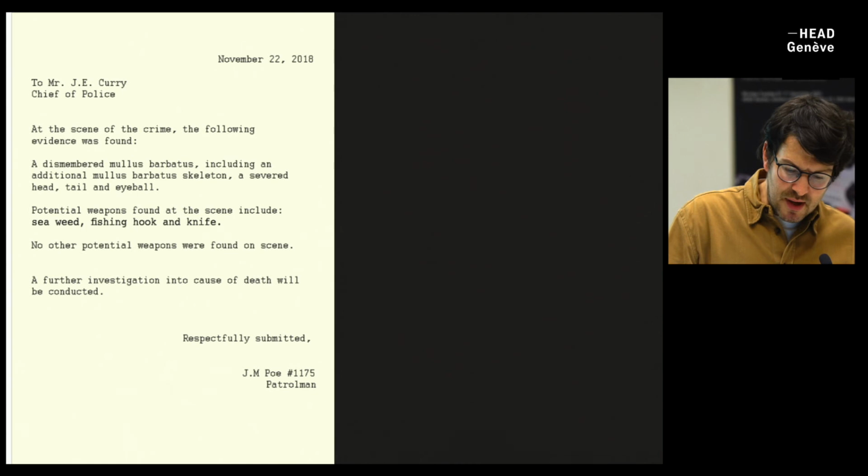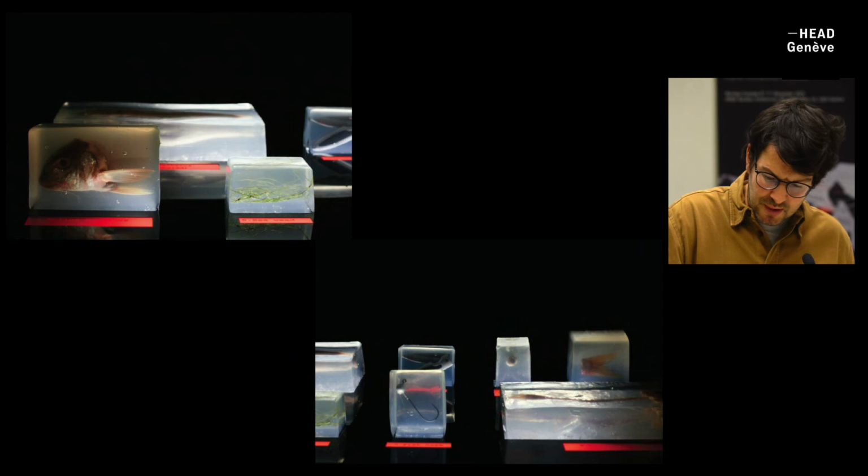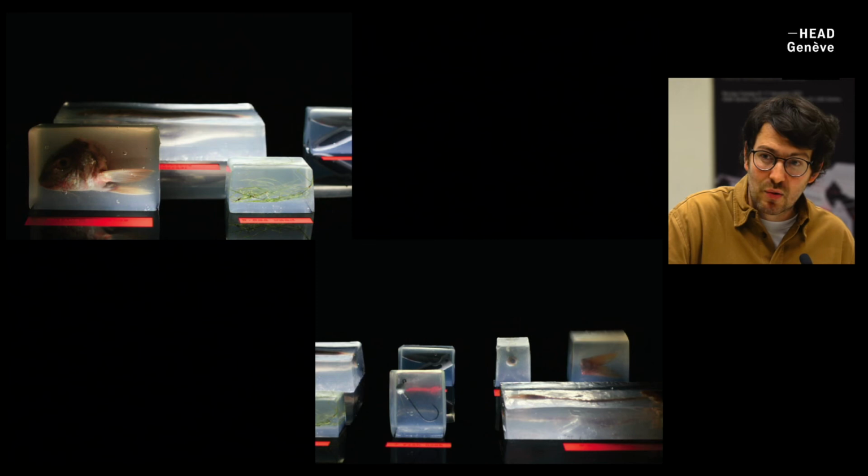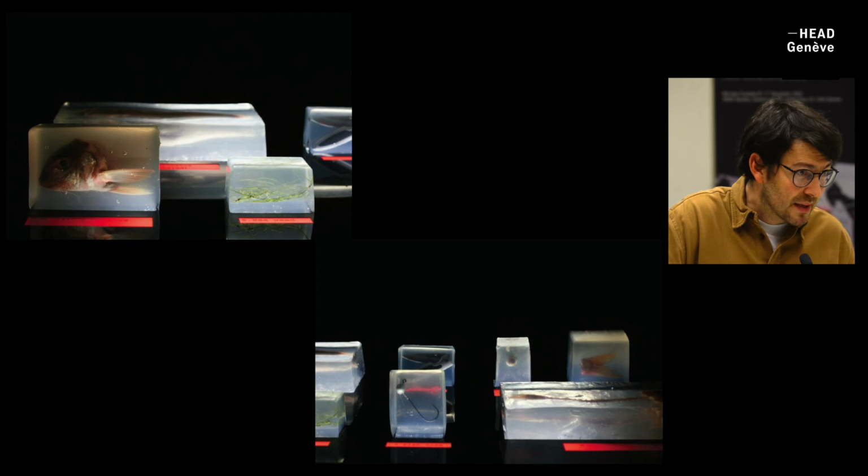The next group of students worked on the idea of a crime scene, and they propose that the victim of this crime was actually a fish. They tried to develop what we would call in French a pièce à conviction, or proof, developed in gelatin and made only with food and light.